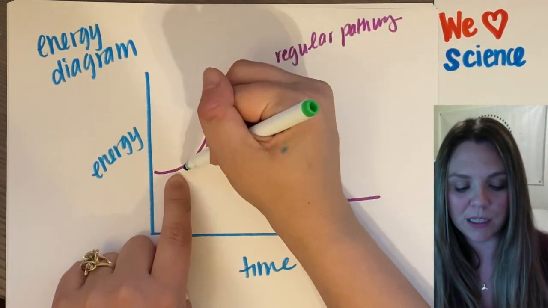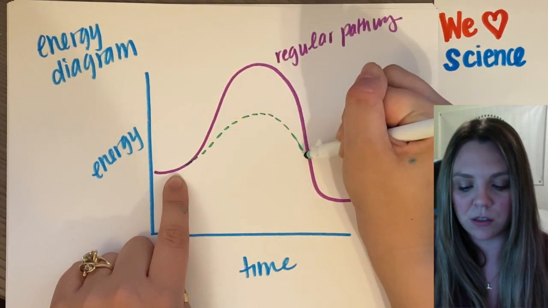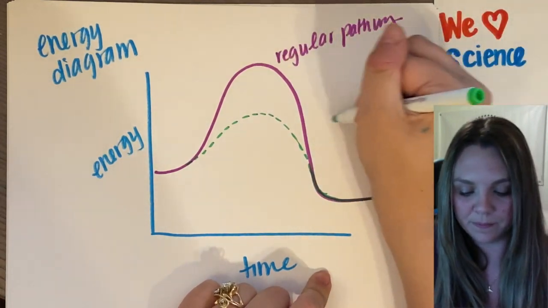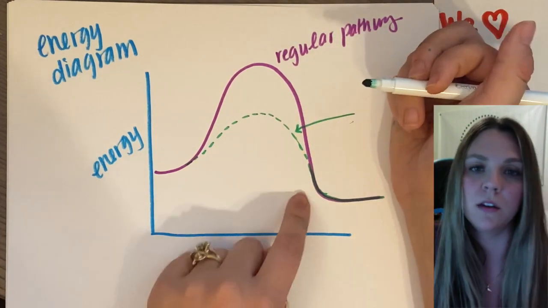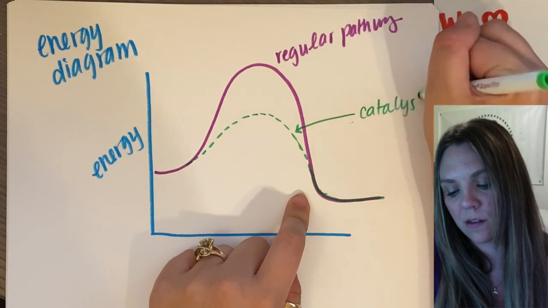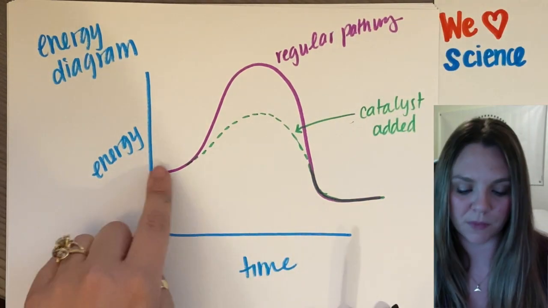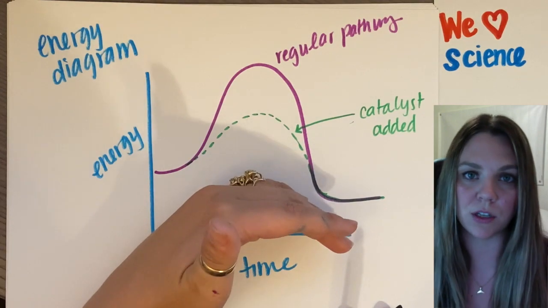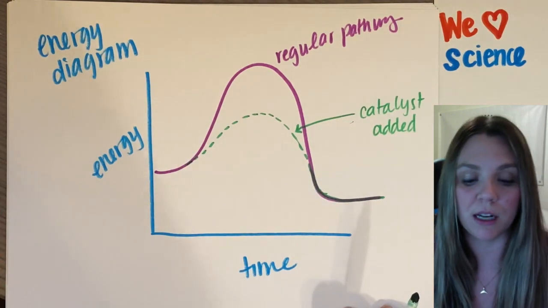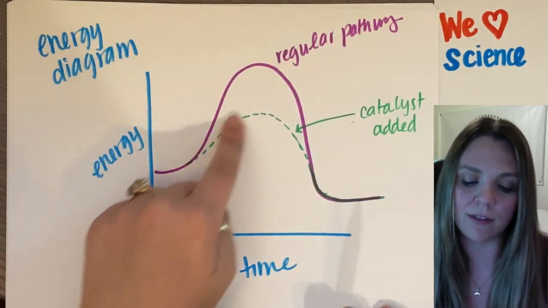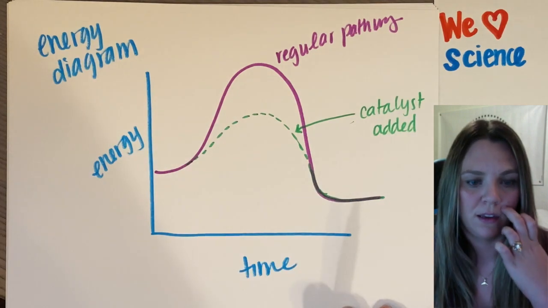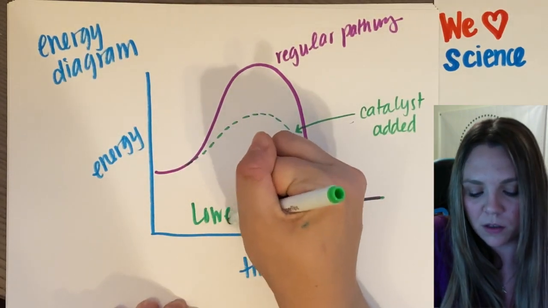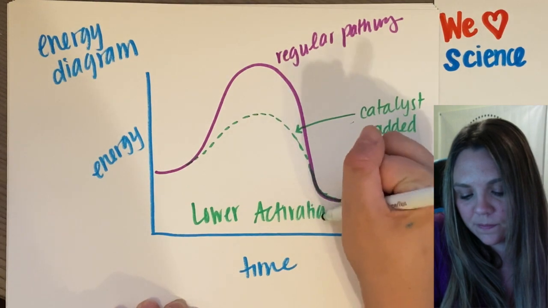So the reactants start at the same place, but when it starts to go up, it's a much gentler slope to overcome, and it ends up in the same spot. So my green here would be my catalyst added. So I have less activation energy to overcome than I did before. It lowers the amount of activation energy I need, which means my reaction is able to happen easier. I don't have this giant hurdle to overcome, I have a smaller hurdle to overcome. Hopefully that makes sense in general. The whole purpose of this is to lower the activation energy.